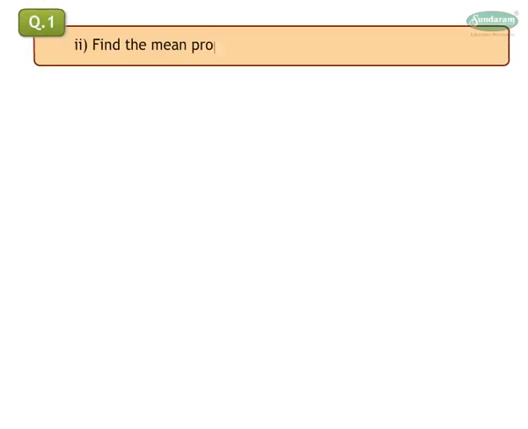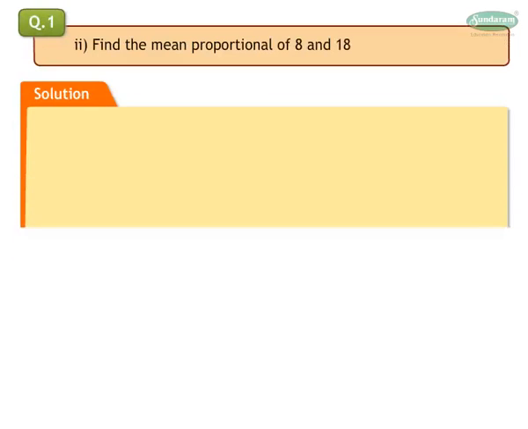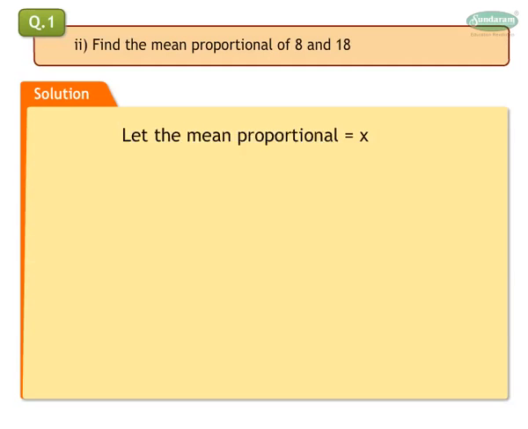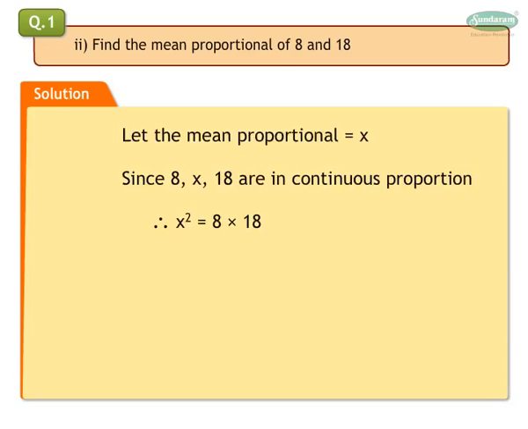Question 1.2. Find the mean proportional of 8 and 18. Solution. Let us assume the mean proportional be x. Since 8, x, 18 are in continuous proportion, x square will be equal to 8 into 18. Therefore, x square will be equal to 144. Taking square root, we get x is equal to 12.